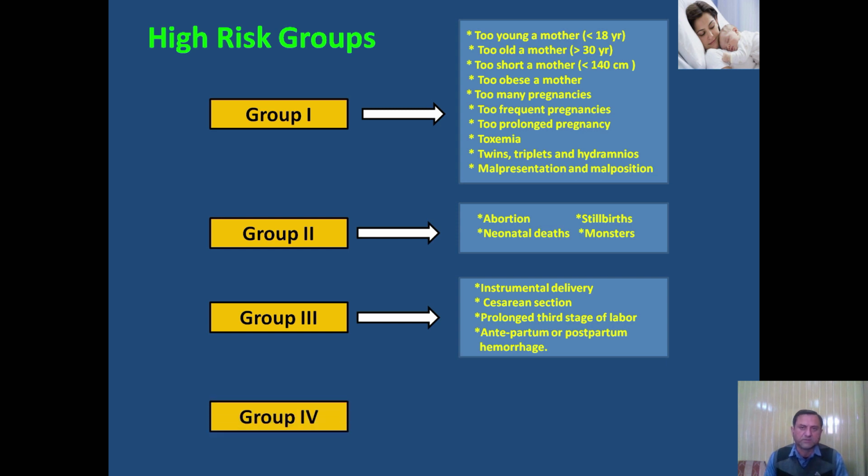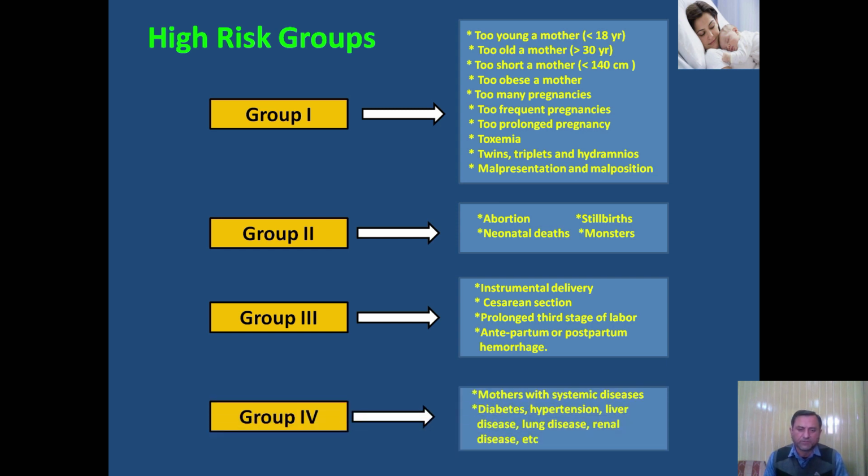Then group 4 obviously has mothers who have a history of or have chronic disease like diabetes, hypertension, liver disease, lung disease, or renal disease. So they have a disease or comorbidity along with their pregnancy. Therefore, they will need special care. Okay? They will have to be referred to a higher center. So these are the four groups which have usually been identified as high-risk groups, who have to be identified as soon as possible in pregnancy and then referred to a special center or a higher center where they need appropriate specialized care.